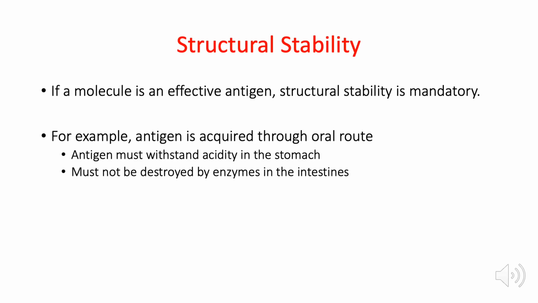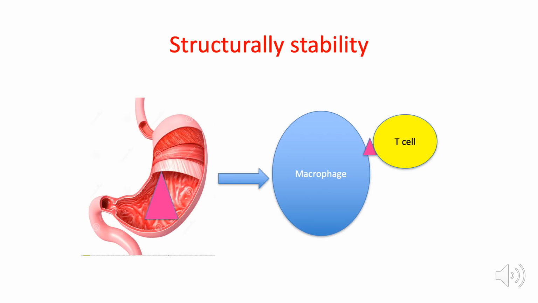Another important characteristic of an immunogen is that it should be structurally stable. For me to explain what I mean by structurally stable, I want you to imagine an antigen that is introduced by oral route. Once swallowed, the antigen will lodge in the stomach, and the stomach is known to contain hydrochloric acid. If the antigen is structurally stable, once it reaches the stomach or maybe the small intestine, where you have hydrochloric acid and enzymes, that substance must be able to resist degradation.